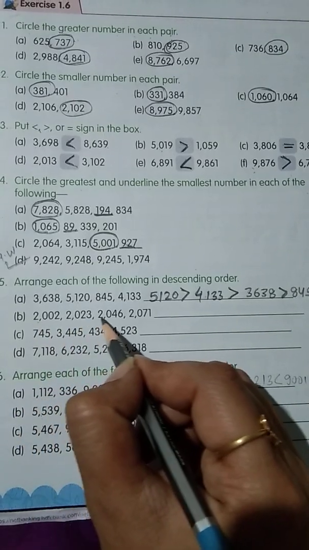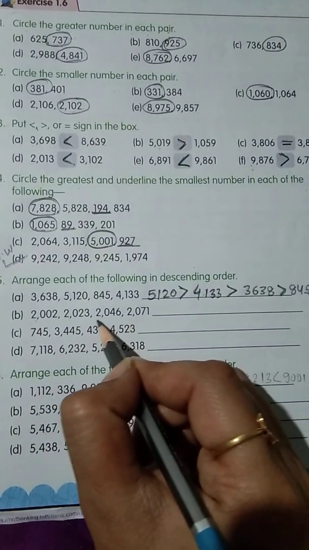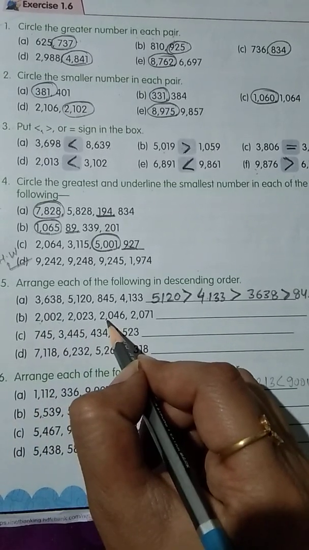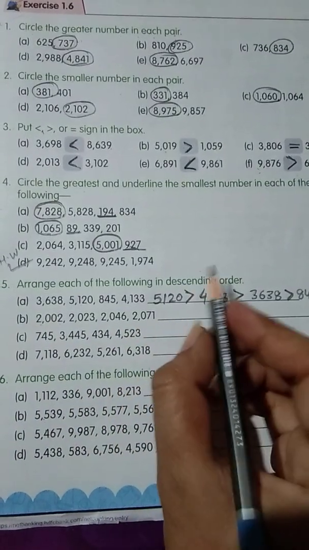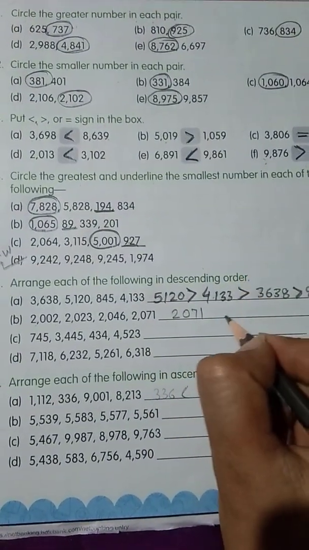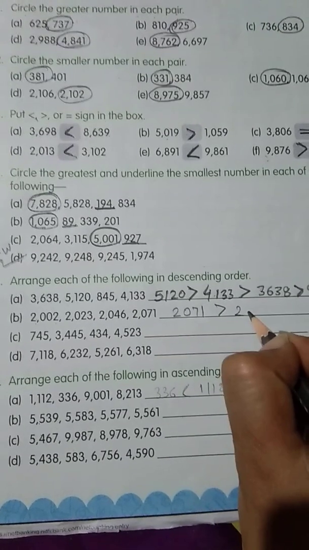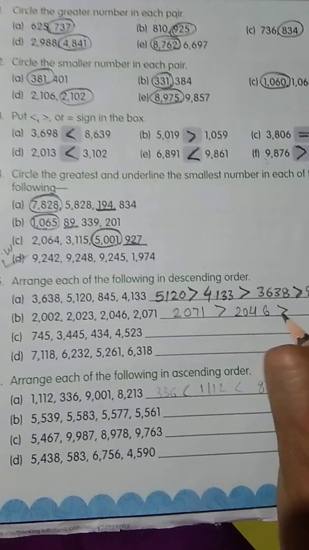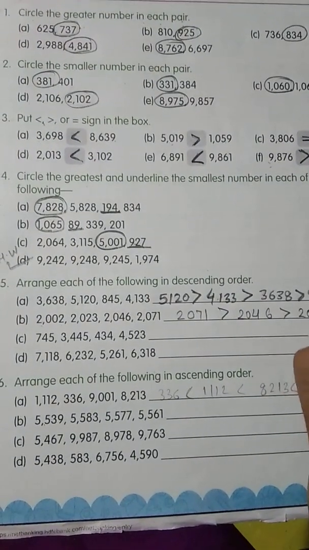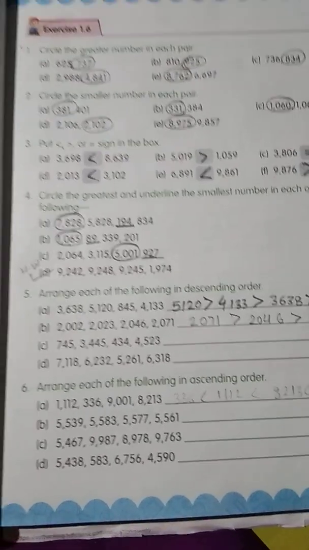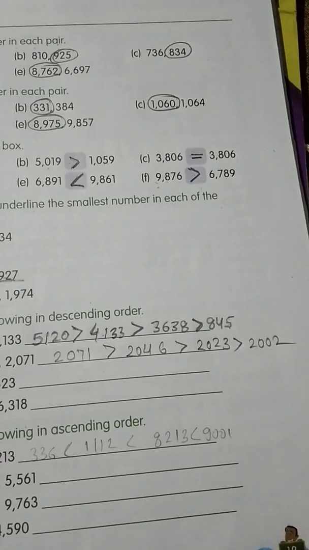So tell me the greatest one. 2002, 2023, 2046, 2071. 2071 is the greatest one. After then 2046. After then 2023 and 2041. Okay, so all of you understood?